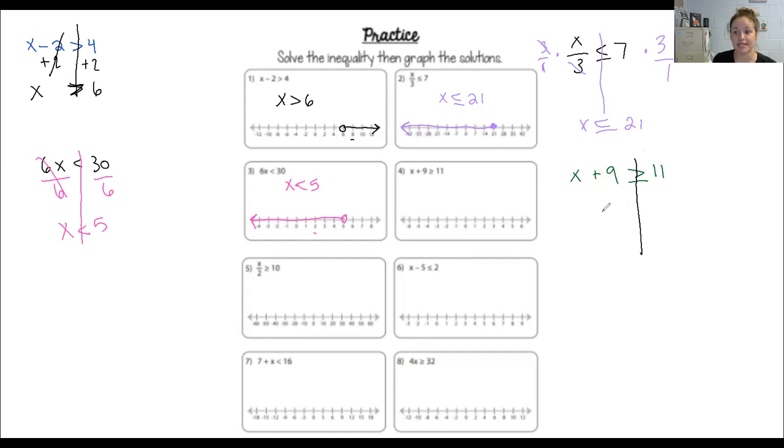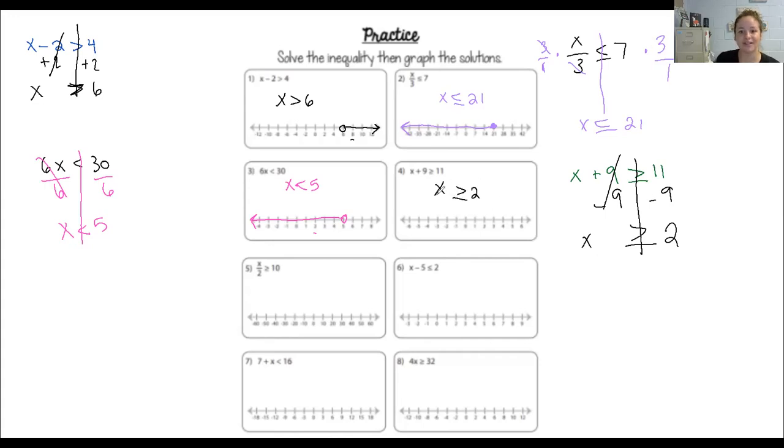So what is the opposite of plus 9? Minus 9. And what I do to one side, I do to the other. Good job. Okay, so these cancel each other out because it's a number and its opposite. Remember, a number and its opposite always gives you 0. So it leaves us with x on this side. We want to bring down that inequality so we do not forget it. And what's 11 minus 9? 2. Very good. So x is greater than or equal to 2.